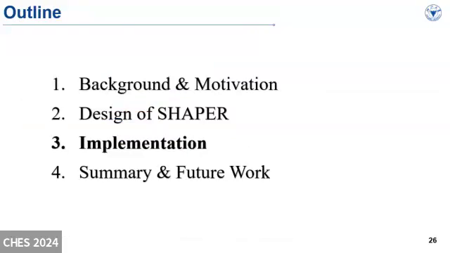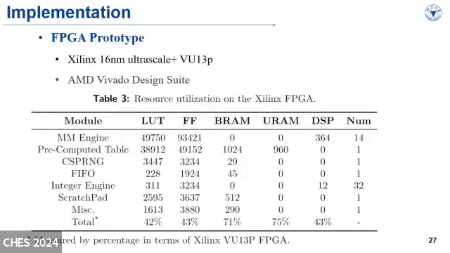And the next part is our implementation and evaluation. We implement the prototype of Shaper on a 16 nanometer VU13P FPGA using the Xilinx Vivado toolchain. The table shows the resource usage of the Shaper architecture. The maximum clock frequency is 285 MHz by default.